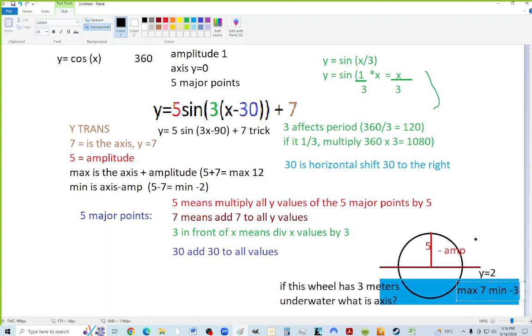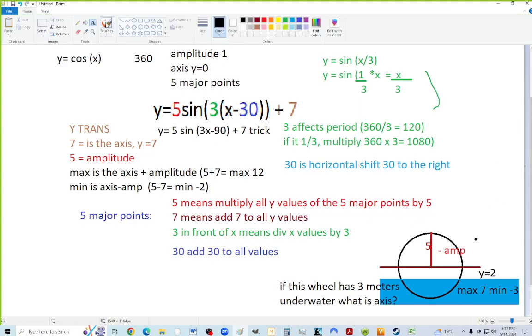So you can see once you figure out the axis, and if you know the amplitude, you can figure out that. Sometimes they don't give you the axis, and you only know the max value and the amplitude. So there's all sorts of tricks. By the way, if this wheel goes around in 10 seconds, I have to change the period. If this wheel goes around in 360 seconds, I don't have to change the period.